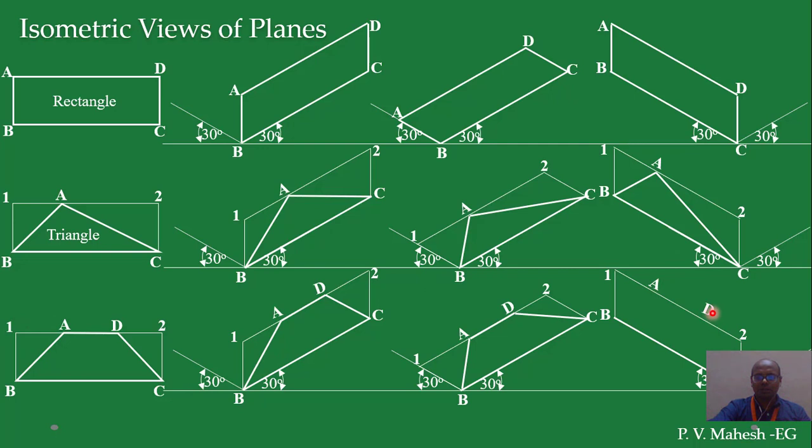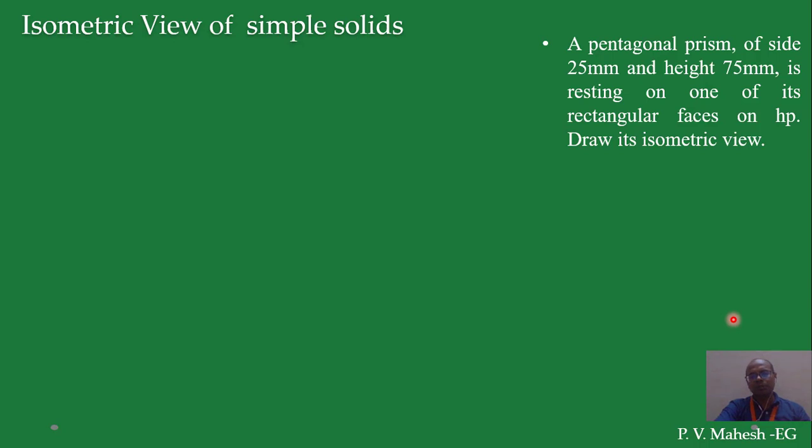B to D distance you measure and draw an arc here, you will get A and D. So if I join these points, I will get the isometric view of the trapezium. Okay. So this is about the introduction. Now we will see the generally asked simple problems.